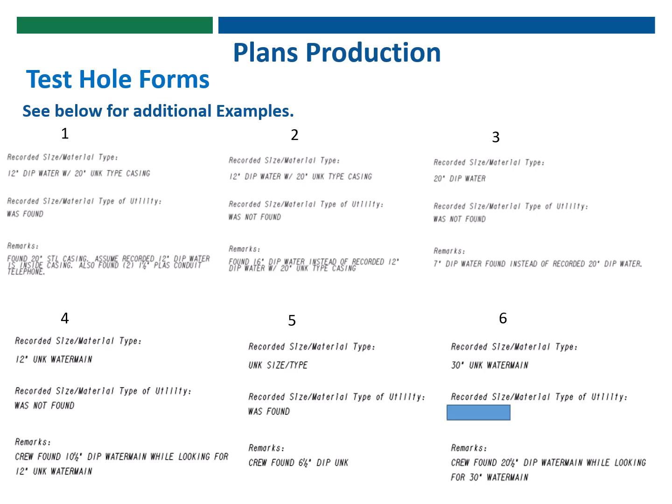Number 6, a 30-inch unknown water main was the target facility. Crews found a 20.5-inch ductile iron water main while looking for the 30-inch water main. The result was not found because the size differed between the targeted facility and what was actually located in the field.